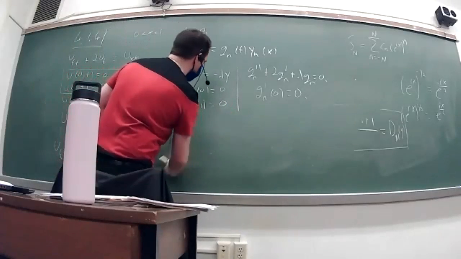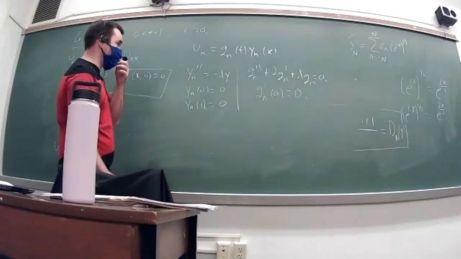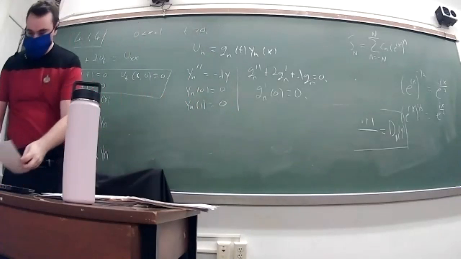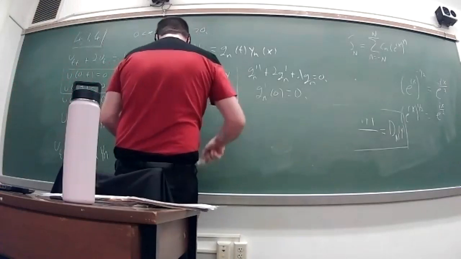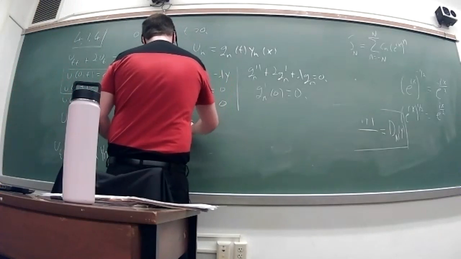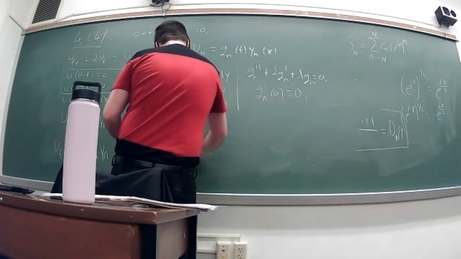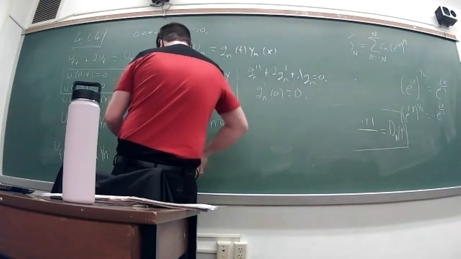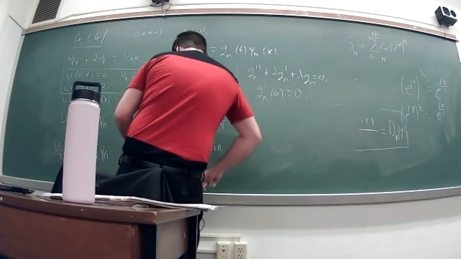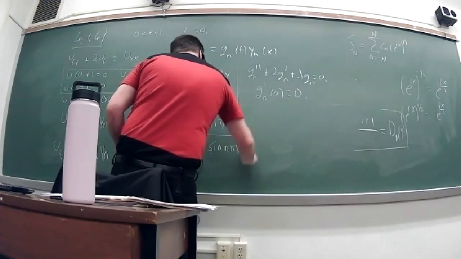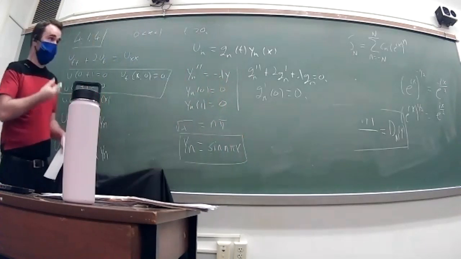For the y sub n's, I won't discuss this because this is something we've seen quite a bit. But enforcing those boundary conditions, you find out that root lambda is equal to n times pi, and your y sub n is going to be a constant times sine of root lambda times x, so sine of n pi x. So there's your first product solution.